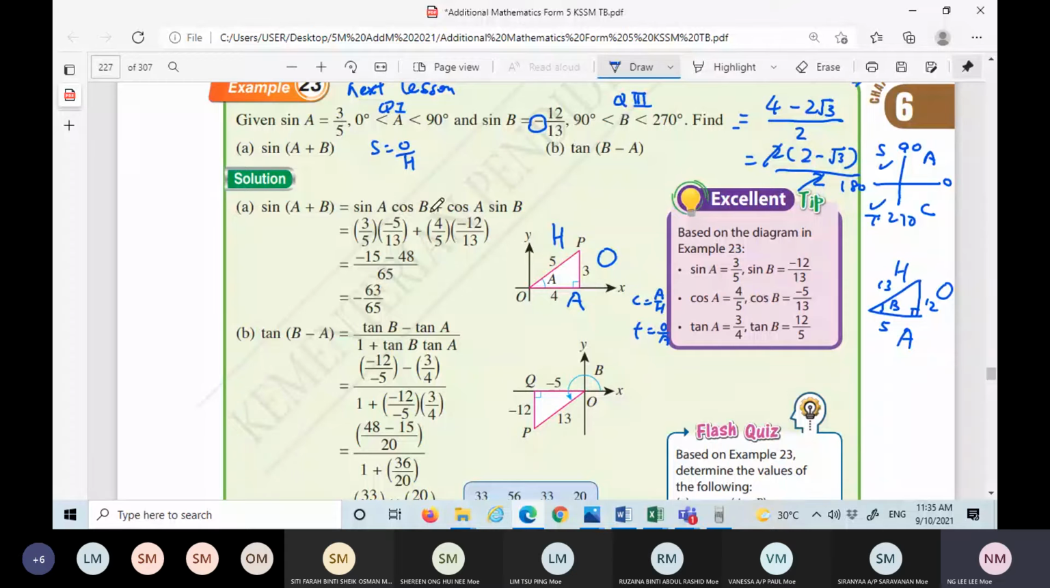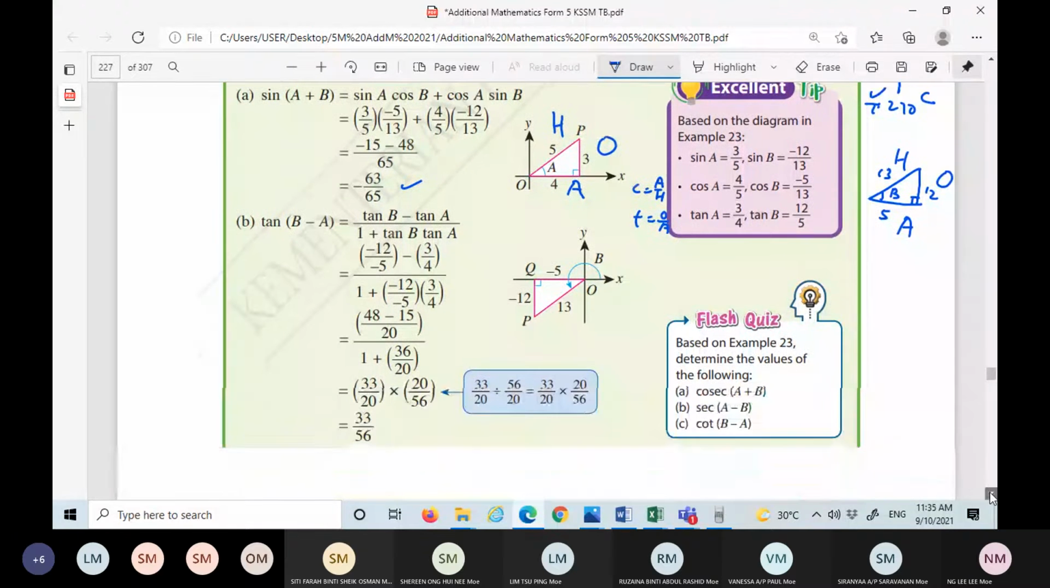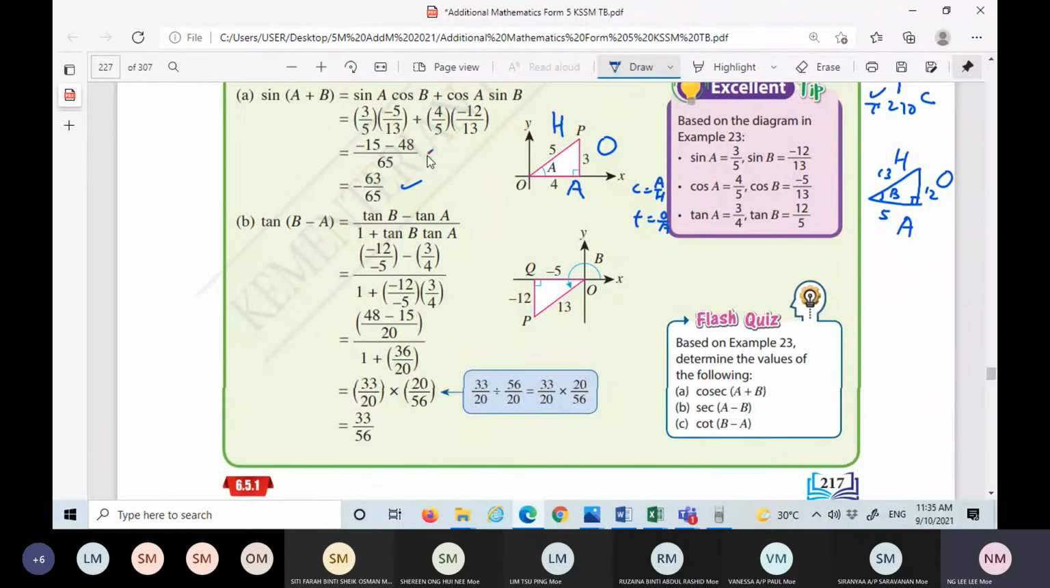Sine A cos B plus cos A sine B. Just fill in. Sine A is 3 over 5, cos B is negative 5 over 13, cos A is 4 over 5, sine B is negative 12 over 13. Just press the calculator and you will get this answer. This one you don't have to show, just press the calculator, then you can write the answer.